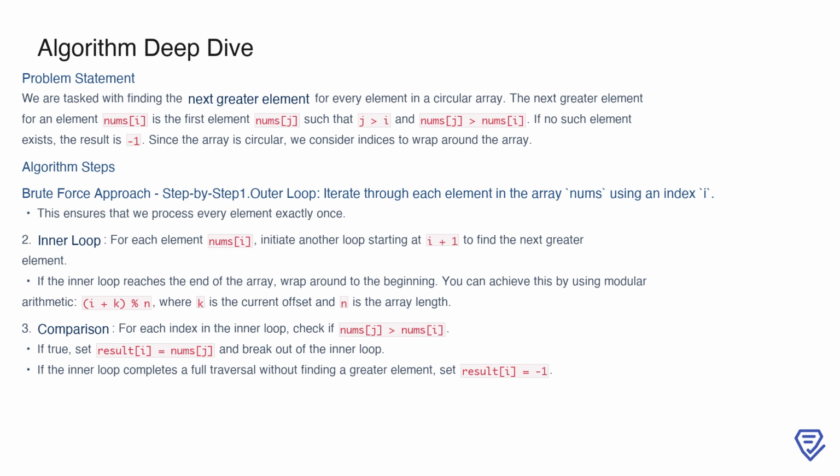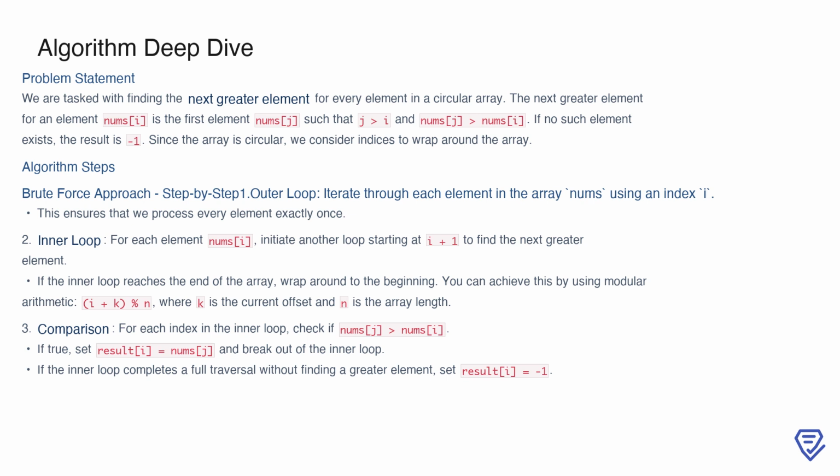The task at hand is to determine the next greater element for every element in a circular array. This means that for each element in the array, we need to find the first element that appears after it, either in the same traversal or after wrapping around, and is greater in value. If no such element exists, the result for that position should be -1.